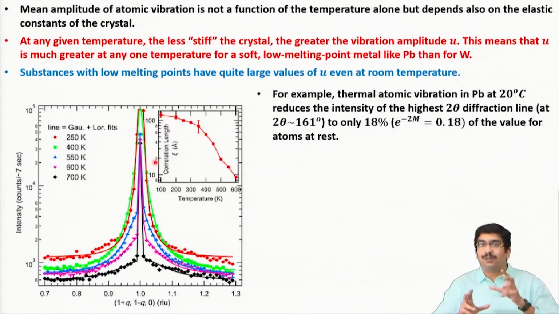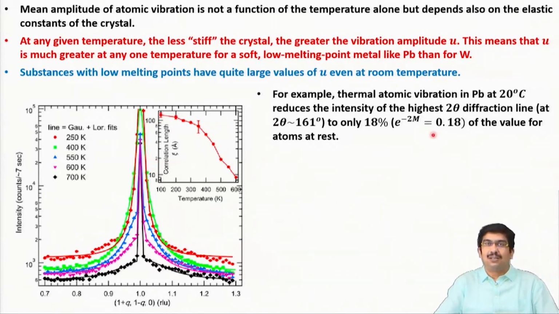So, if the material is stiff, if the bonding is much stronger, then the average atomic displacement, the atomic vibration, will be less. Correspondingly, the decrease in intensity due to the increase in temperature will also be less. That means if you increase the atomic number, if the bonding is stronger, that will help to retain the intensity of the diffracted beam. Okay. Other way around, we can say that substances which have low melting points, and of course low melting points are because the strength of the bonds is very low, so low melting point substances will have a large U value even at higher temperature.